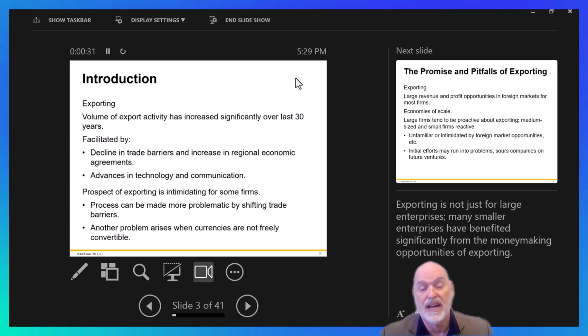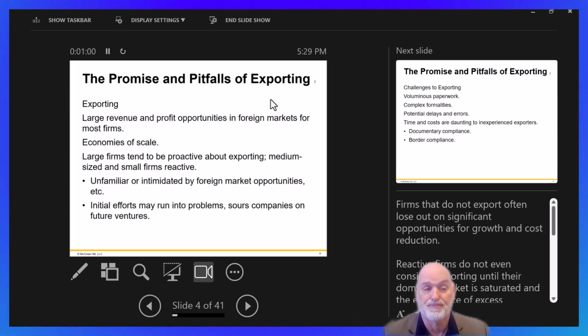Exporting. Volume of export activity has increased significantly over the last 30 years, and this increase has been facilitated by the decline in trade barriers and increase in regional economic agreements. Also, advances in technology and communication, and I think they forgot transportation. The prospect of exporting is intimidating for some firms because the process can be made more problematic by shifting trade barriers. And also, another problem arises when currencies are not freely convertible.